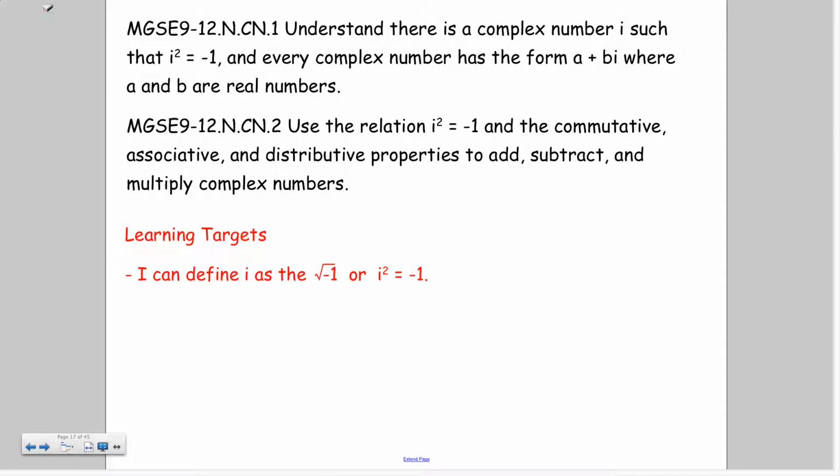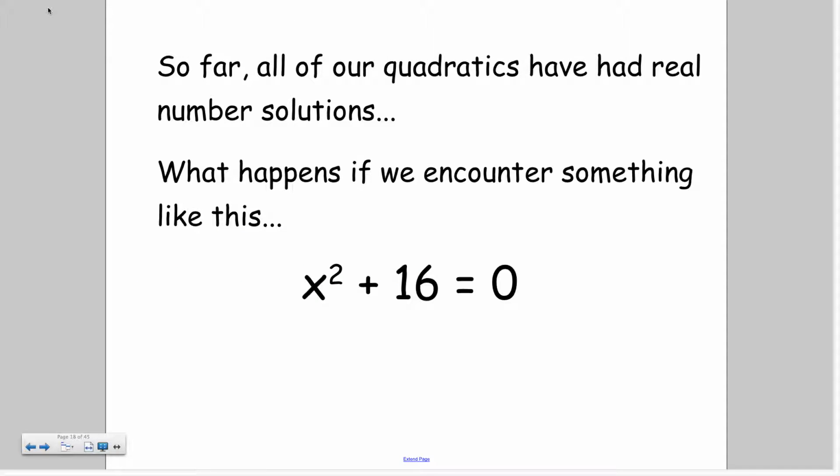Right, so let's go ahead and start section 4 of unit 1. We're going to start understanding what to do whenever we have an i, or a negative under the square root, which is an imaginary number. If you look at the bottom of page 8, that is your standards. It also tells you what the learning target is. It's just saying that we can define i as the square root of -1, or i squared is -1.